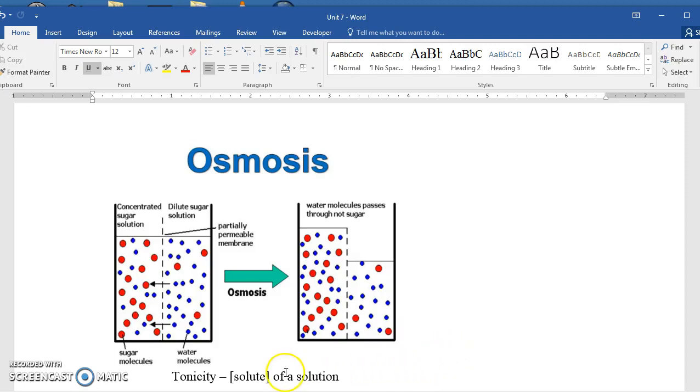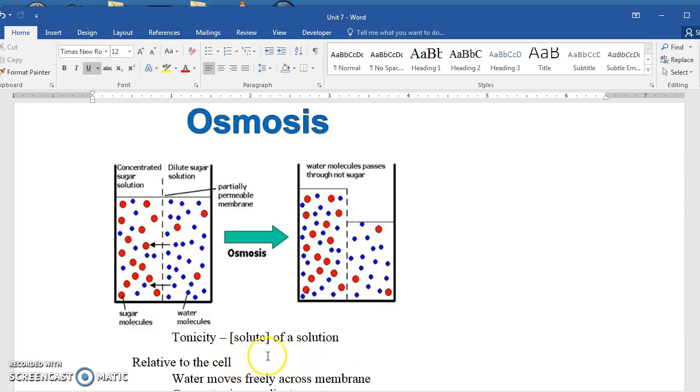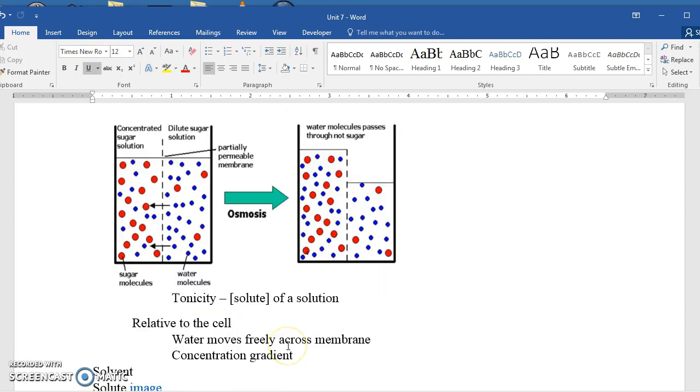I had left off talking about tonicity. Tonicity is the solute concentration of a solution. And these brackets actually mean concentration of. So solute concentration of the solution. And this is usually the solute concentration of the solution relative to a cell. It doesn't have to be. In the above example, we don't have a cell, but it's usually what we'll be talking about in our circumstances.